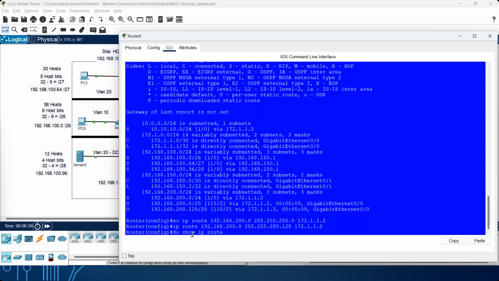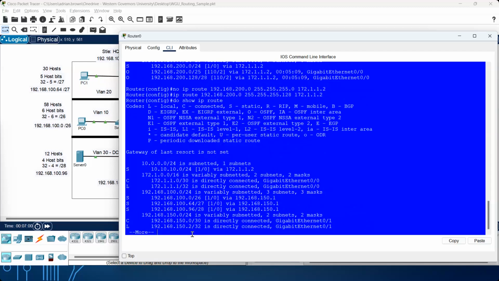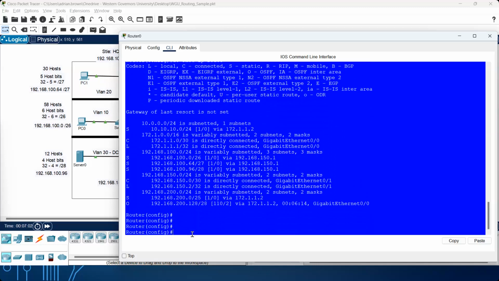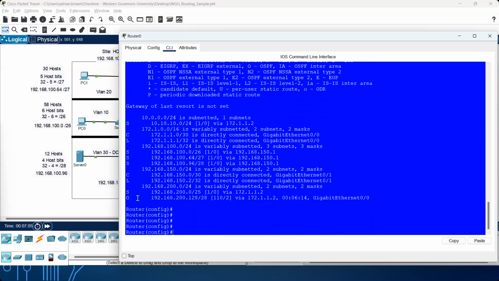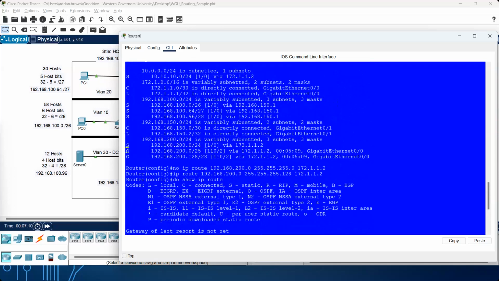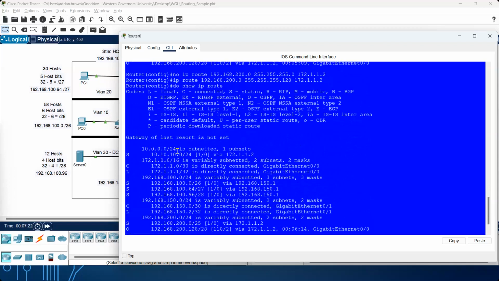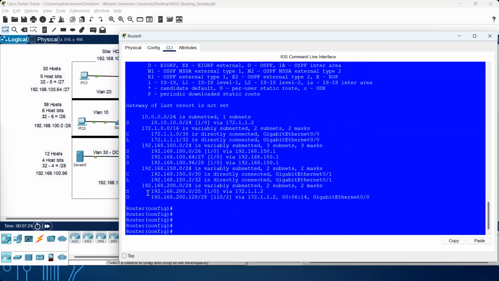So let's show the route. All right. And wait a minute, there it is. Did you guys see that? What happened? I used to have 2 OSPF routes. One of them was for 192.168.200.0/25, wasn't it? But then when I entered a static route for the same thing, it replaced the OSPF route because it was trusted more. That's administrative distance at work. How cool is that? Right?